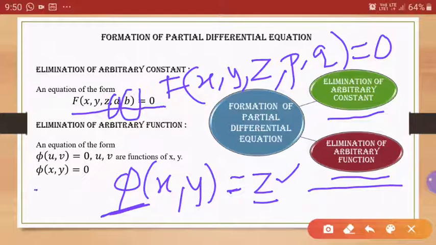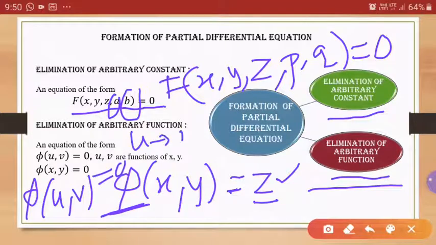Another type of equation is phi of u, v equal to 0, where u is a function of x, y and v is also a function of x, y. So this type of equation gives us phi of u, v equal to 0, and this is phi of x, y equal to z. So this phi is an arbitrary function.